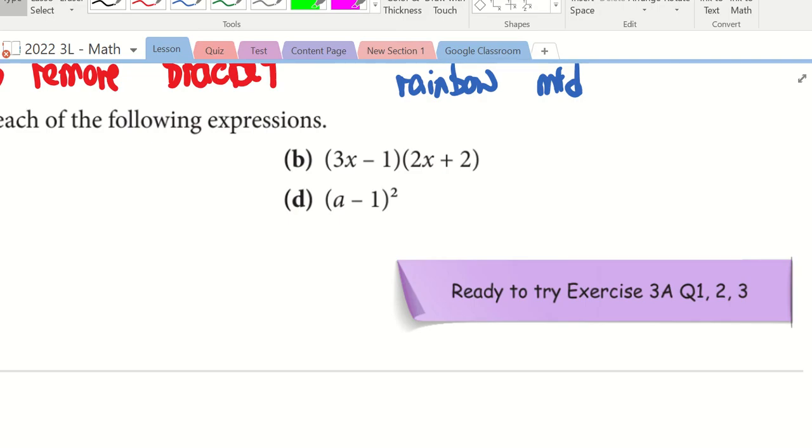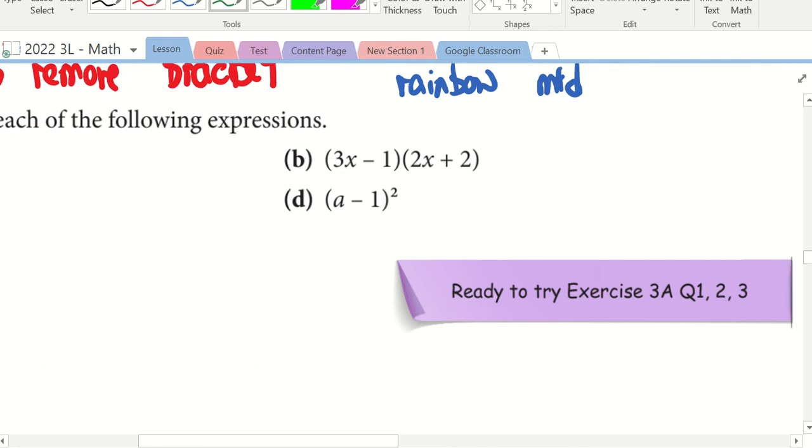Okay, for B, my job is to expand. Same thing, I need to get rid of the bracket. So I need to draw the arrow. I'm going to say this again. Take a look. 3x must multiply by what first? Danny? Okay, so 3x multiplied by 2x. What else must 3x multiply by? Positive 2. So let me do this 2 arrow first.